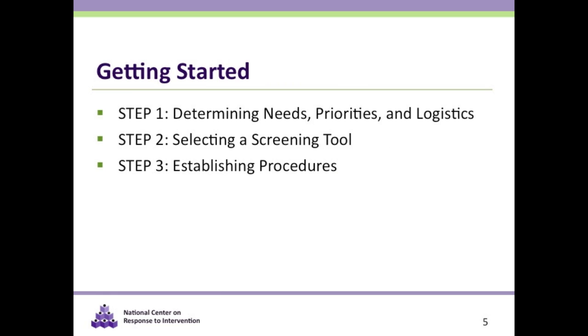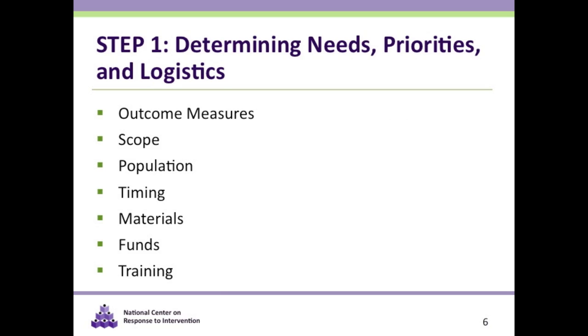Now that you have a clear sense of purpose for screening, we will cover 3 steps to consider for establishing a screening process. They are determining needs, priorities, and logistics, selecting a screening tool, and establishing procedures. The first step is to determine your needs, priorities, and logistics. As you can see on the slide, that might include selecting outcome measures, scope, population, timing, materials, funds, and training.